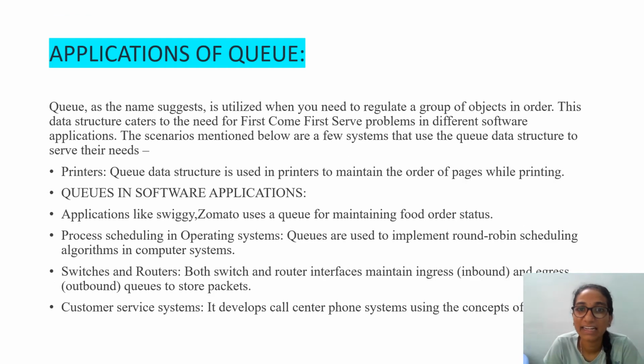Let us see some of the real life applications of queue. We will use queue in printers. Queue data structure is used in printers in order to maintain order of the pages while printing. Queues are used in software applications too, like Swiggy, Zomato use a queue for maintaining food order status. We will use queue data structures in process scheduling in operating systems and also in switches and routers. We'll also use queues in customer service systems. It develops call center phone systems using the concept of data structures.